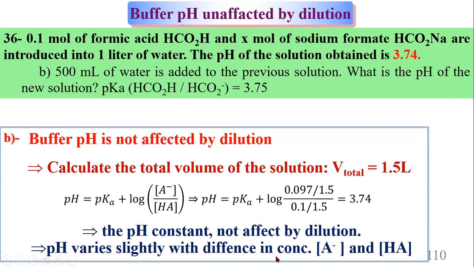Though, again, the buffer can be affected by the concentration of A minus and the concentration of HA due to their change in the number of moles. Now, if you change the number of moles, you will get a slight difference in the pH value.